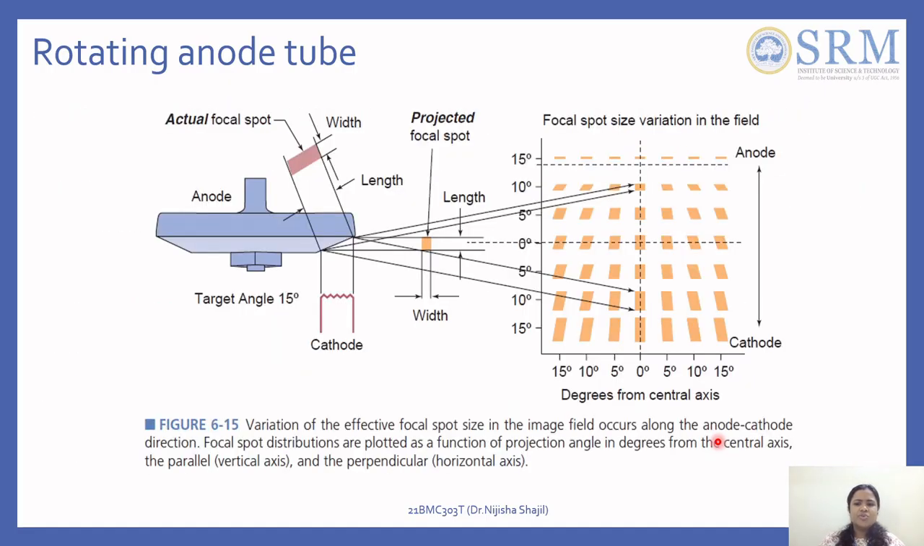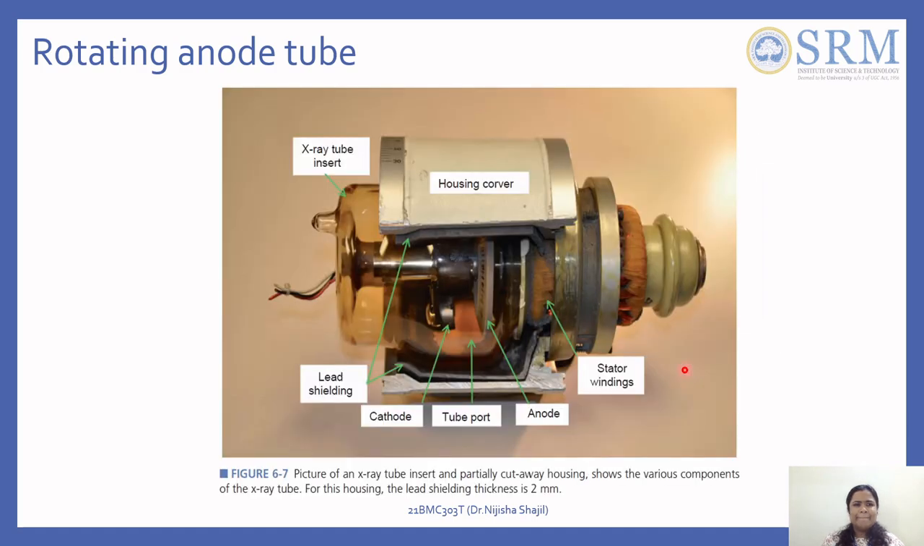This is just to show how this tapered angle will be. When it tapers, this is the amount of area which is getting exposed. So you can see the actual image of the rotating anode tubes. This is how it is. You can see here, this is the rotating part, the black cover. The tube and all are lead shielded so that your X-rays don't escape. Okay.